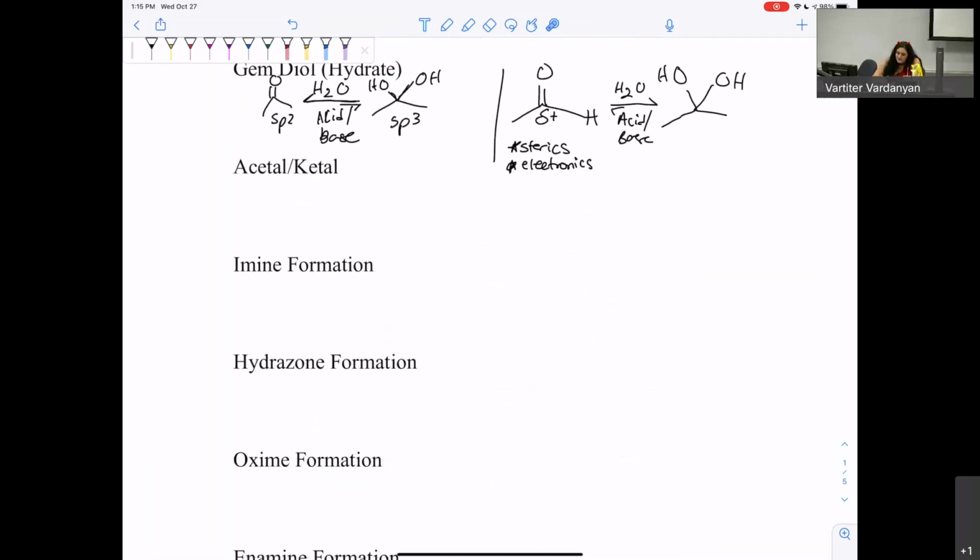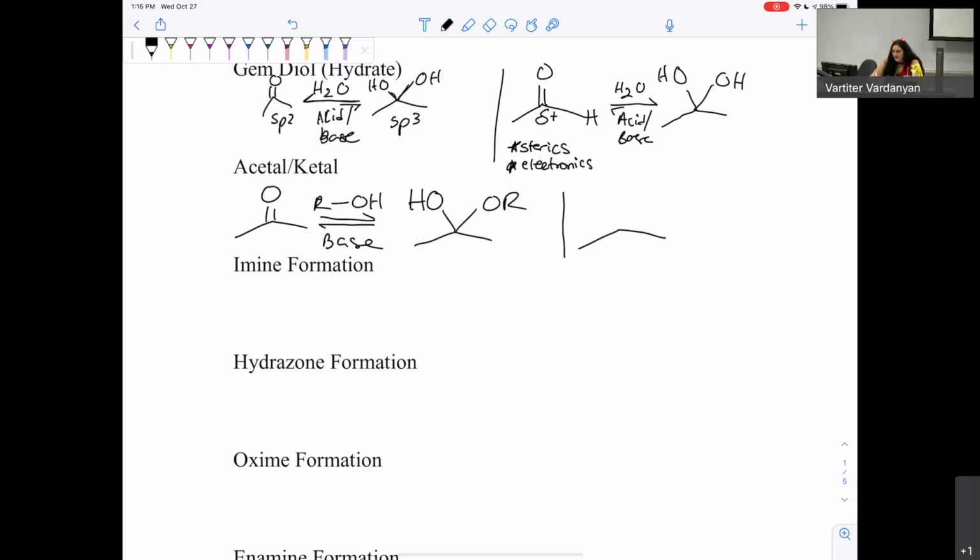So for the acetal-ketol reaction, we're going to start with a ketone or an aldehyde. And equilibrium is pretty much going to be equal for this one. We're going to react with an alcohol. And if we react with a base, where do we end? The hemi, yes, exactly. And so the hemi is going to be one OH group and one OR group.